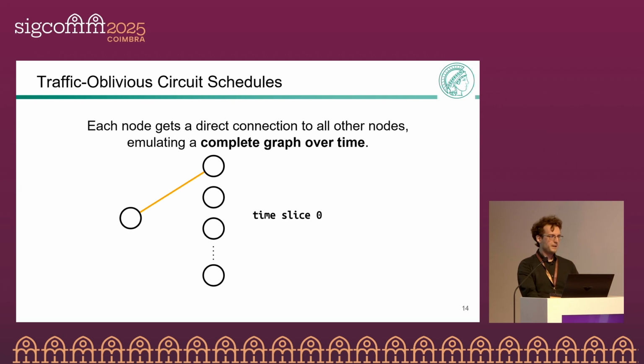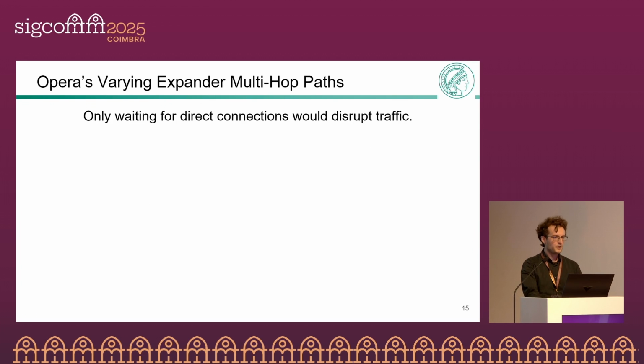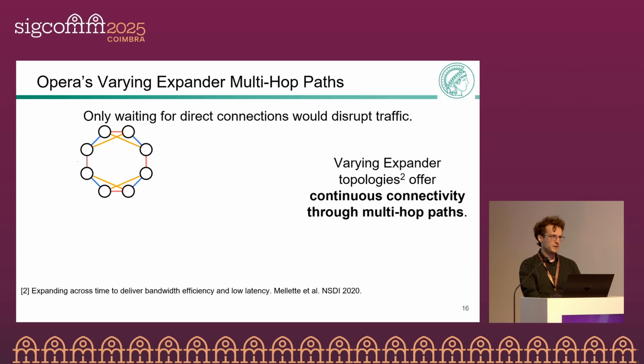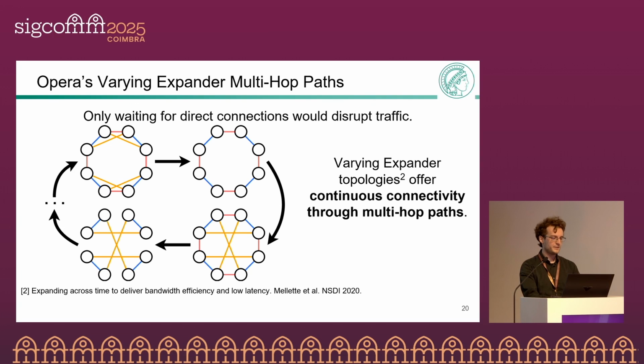Now, microsecond switching is very fast, but it is not fast enough to grant timely connection between all these nodes, especially as the scale of the network grows. If we were only to wait for direct circuits, we would disrupt general data center traffic, which is often sensitive to latency. And this is where the Opera architecture comes in. Opera proposes to build the reconfigurable network as a time sequence of expander graph topologies, which individually have great connectivity properties. We call the time sequence of these expanders a varying expander topology.